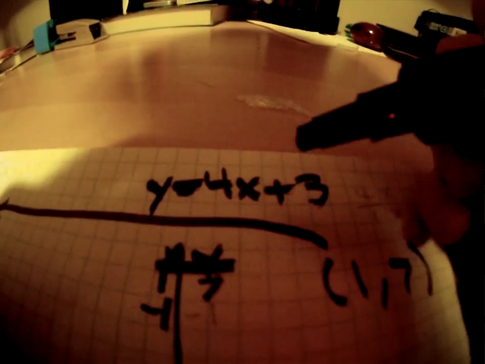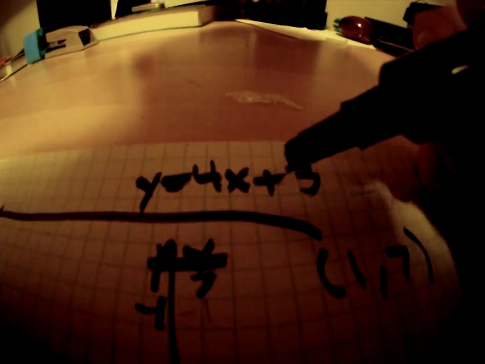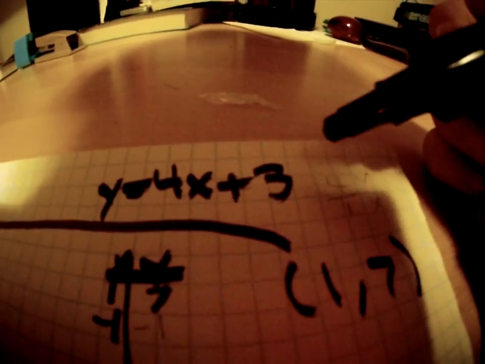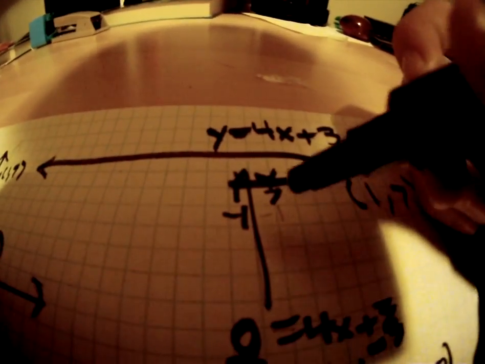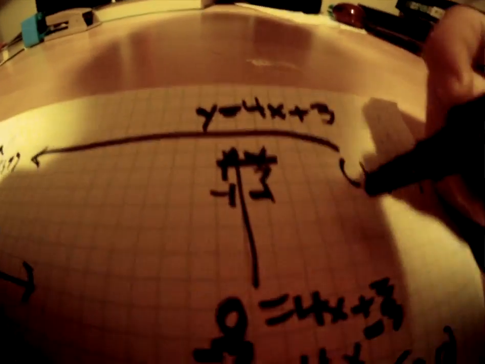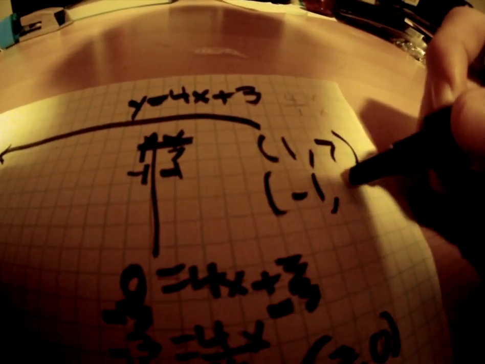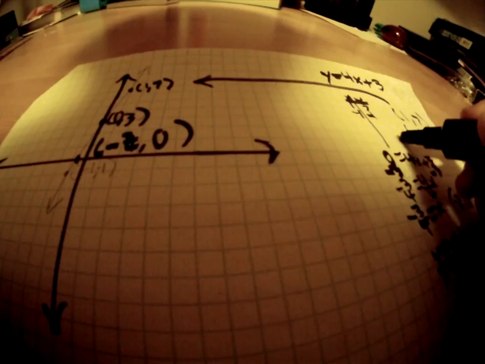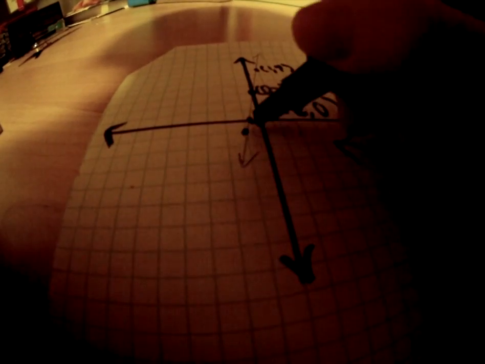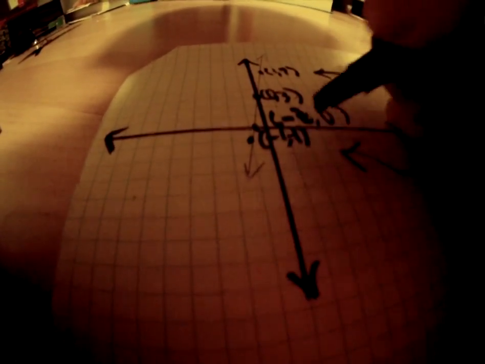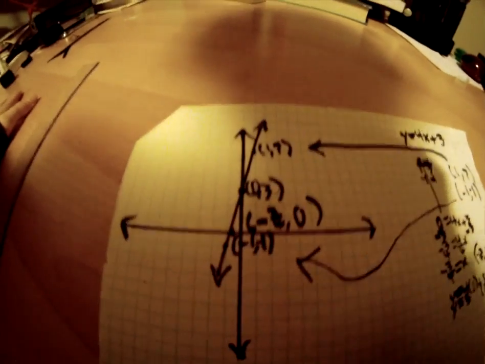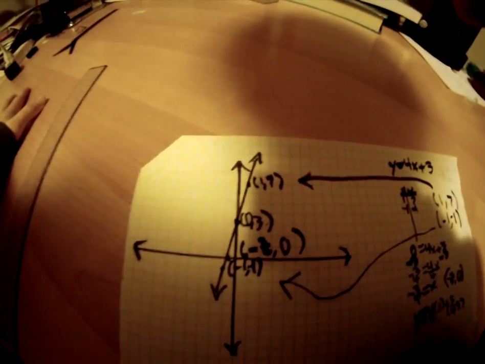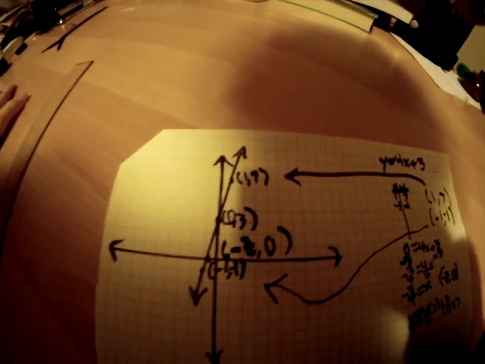And then if we used negative 1 times 4, that is equal to negative 4, plus 3 is equal to negative 1. And so our y is equal to negative 1, and the ordered pair would be negative 1, negative 1. And so that would go all the way over here, right there. And there it is. You can tell the line is correct because all the points match up in a straight line. And that is it.